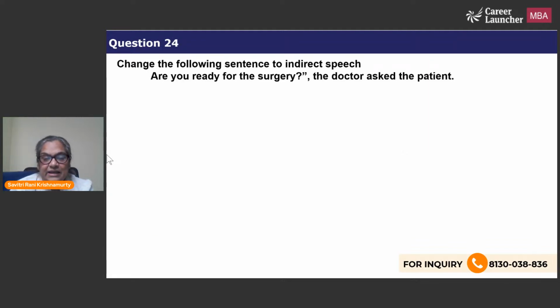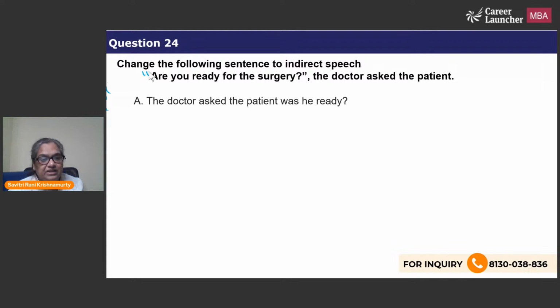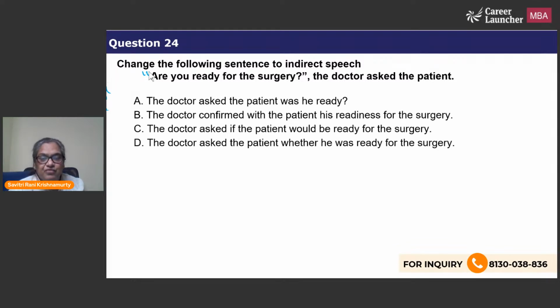All right. Direct, indirect speech. Last question. This is a direct quote. Are you ready for this surgery? The doctor asked the patient. You are telling it to somebody. How would you say it? That's called reported speech. Which is the best way? Okay. So you becomes he. Those rules are there, right?